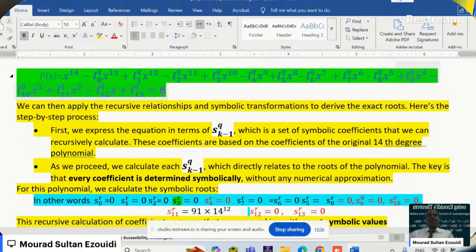First, we express the equation in terms of s k minus r of order q, which is a set of symbolic coefficients that we can recursively calculate. These coefficients are based on the coefficients of the 14th degree equation. As we proceed, we calculate each s k minus 1, which directly relates to the roots of the polynomial. The key here is that every coefficient tells us a message, and every coefficient is determined symbolically without any numerical approximation. And we should know how to listen to these coefficients.